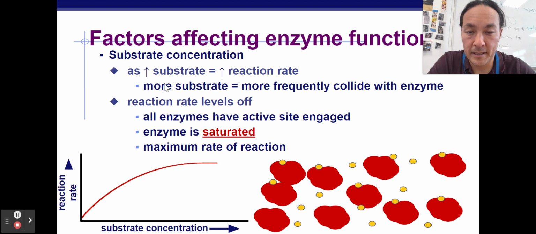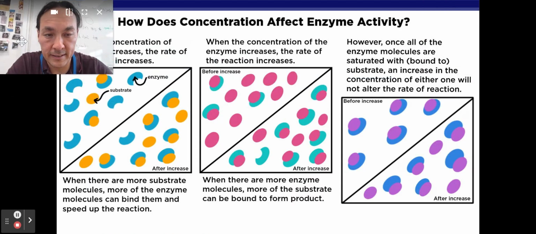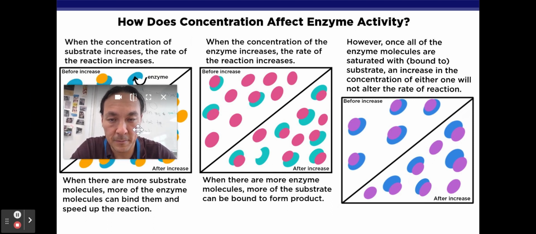So here we go, as the amount of substrate goes up, the reaction rate goes up until it levels off because all the enzymes are saturated. You can pause the video and check out this slide. This just kind of summarizes it as well.